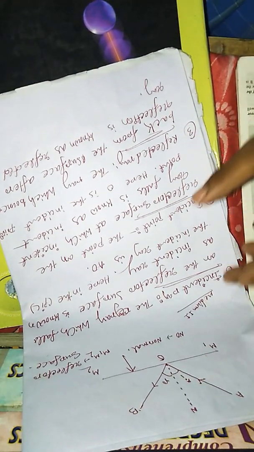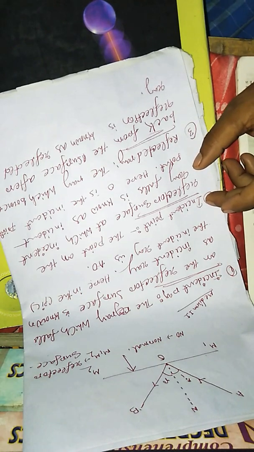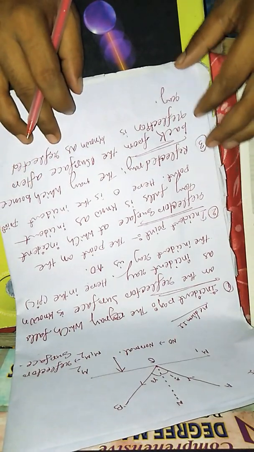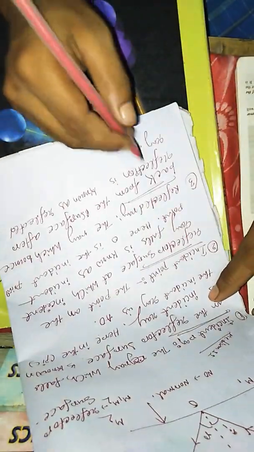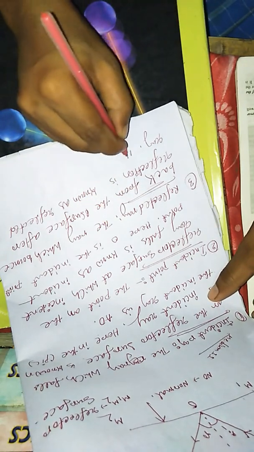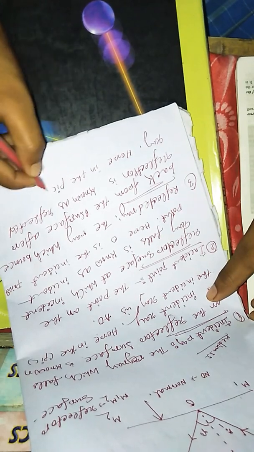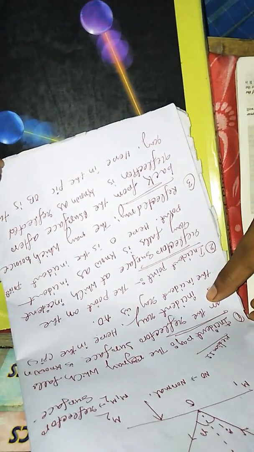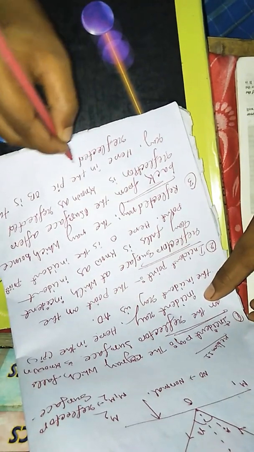Okay, so this is the incident ray, this is the incident point, and second is the reflected ray. Okay, now who is the reflected ray here in the picture? OB is the reflected ray.